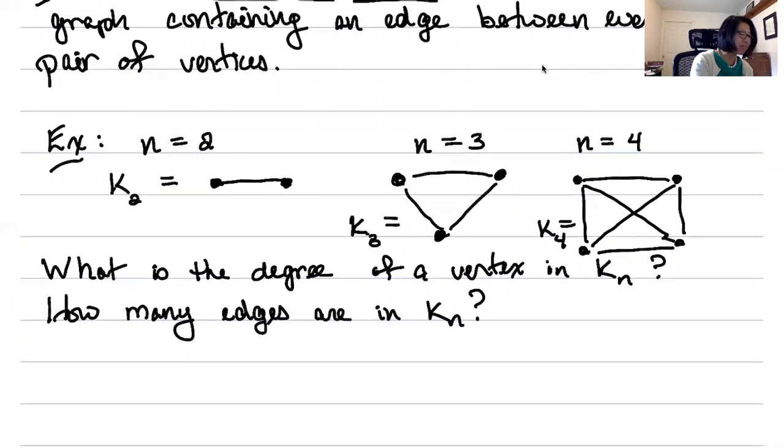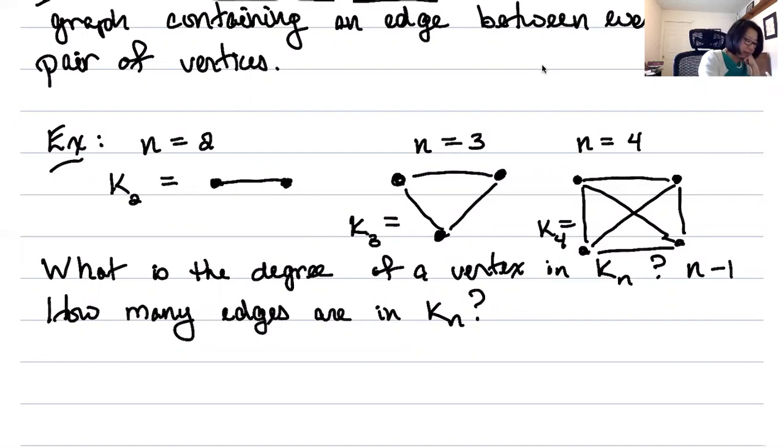So first, what's the degree of a vertex in Kn? Well, if I have n vertices, and I want each vertex to be connected to each of the others, how many neighbors can one of them have? Well, there are n minus 1 others, and it has to be connected to each of them, right? So here, the degree of each vertex has to be n minus 1. And already that can tell me how many edges are in Kn.